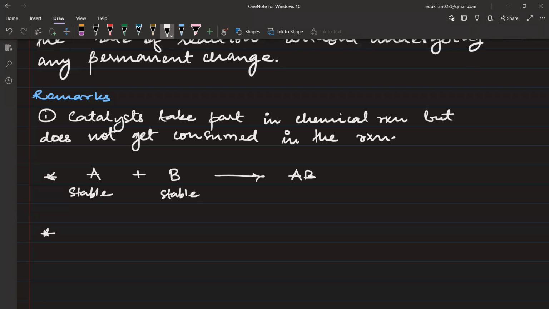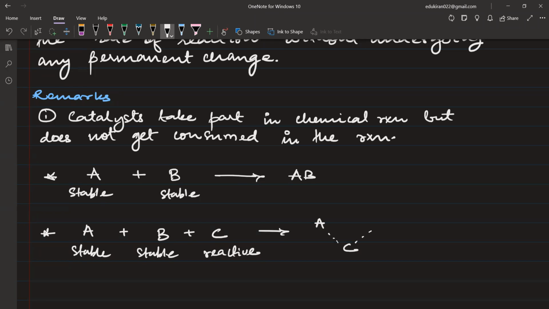Now in comes what? The catalyst C. So now we have A, then we have B, and we have added a catalyst C. This is stable, this is also stable, but the catalyst is going to be very reactive. Now what is going to happen? The catalyst is going to bond with A, and it is going to bond with B like this.